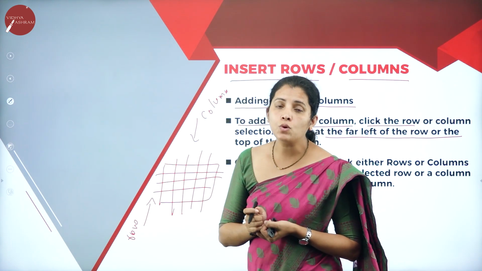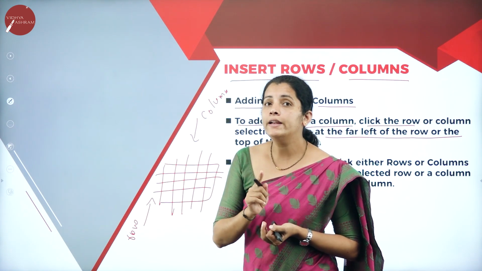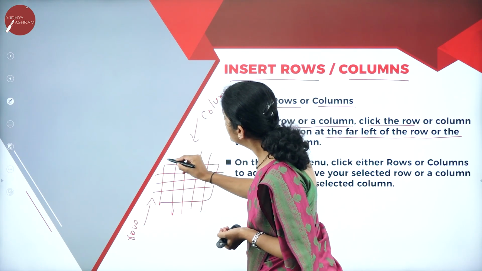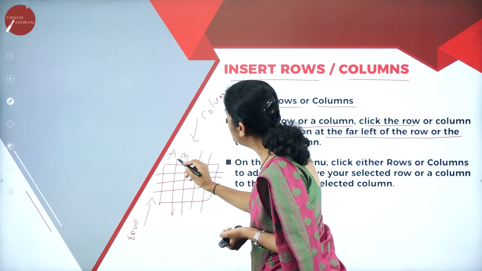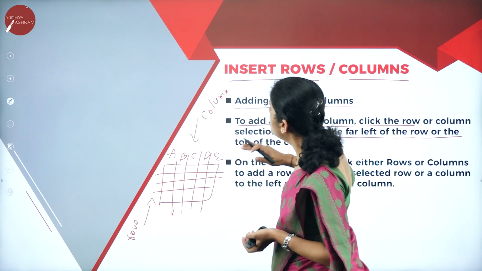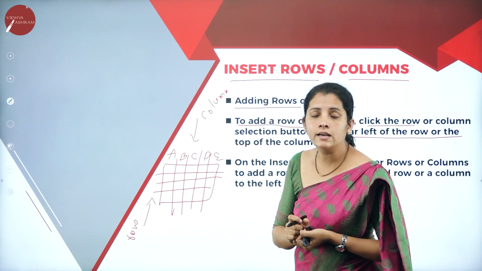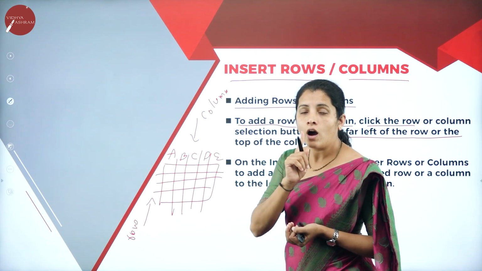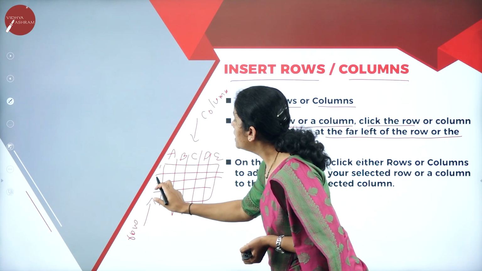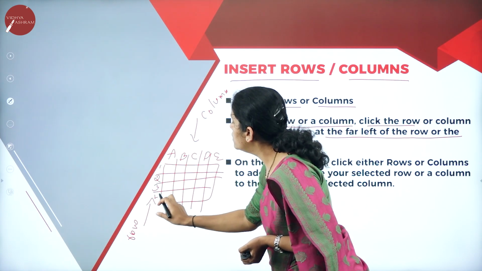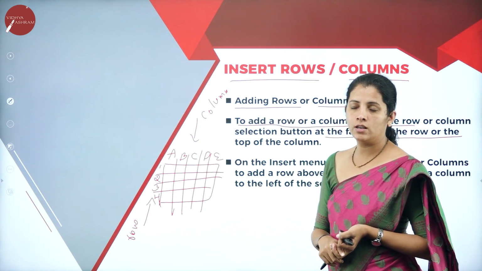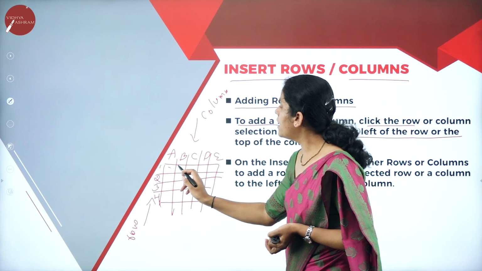And each row and column is identified by its unique address. That is, here I'm going to have A, then B, C, D, and E. That means all the columns are addressed with the help of alphabets and all the rows are addressed by numerical values. So this is your row and this is your column. Now think that I have data here.